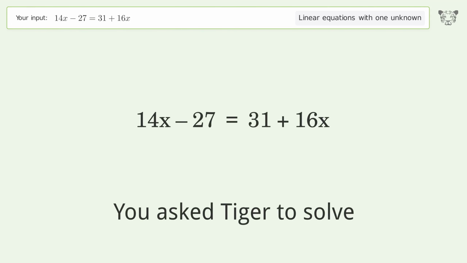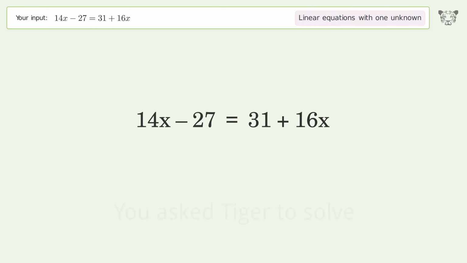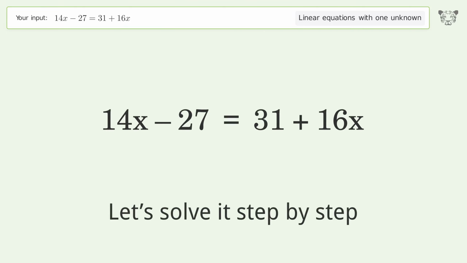You ask Tiger to solve. This deals with linear equations with one unknown. The final result is x equals -29. Let's solve it step by step.